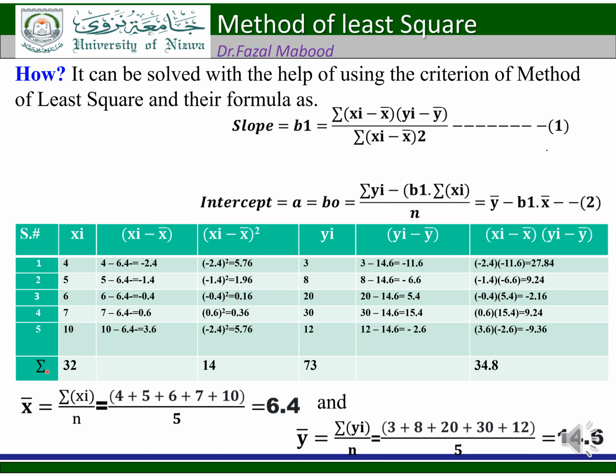In this table you see the summation terms. For xi, the sum of all the observations is equal to 32. For the squared deviation it is 14. For y it is 73, and for the product of the deviations of x and y it is equal to 34.8. All these values we have to substitute in these two formulas.